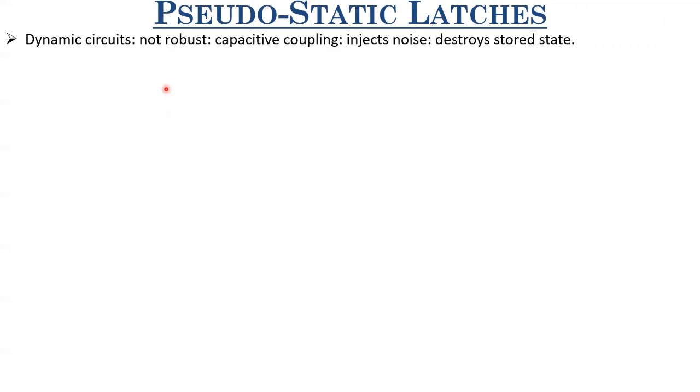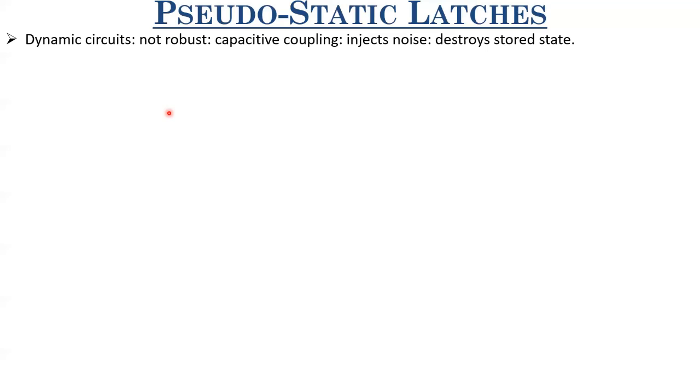Since here you are storing this information in the form of charges on parasitic node capacitances, if there is a neighboring wire or a neighboring node, because of parasitic capacitive coupling, a change in the voltage at one of these nodes can lead to a change in the other node as well. Hence, it injects noise on the other node, and it may even destroy the stored state of the other node.